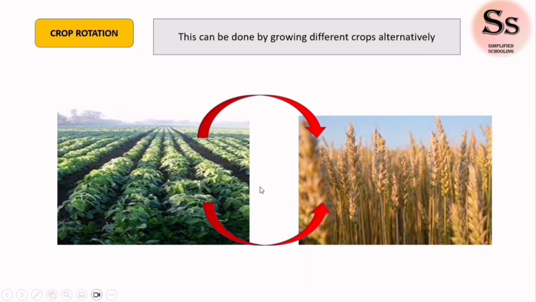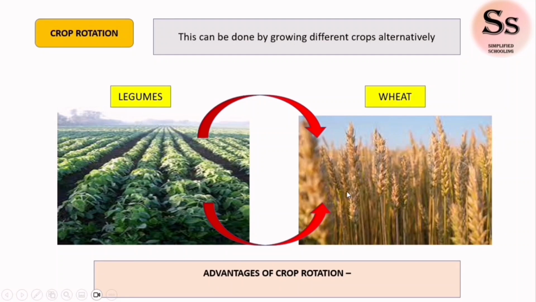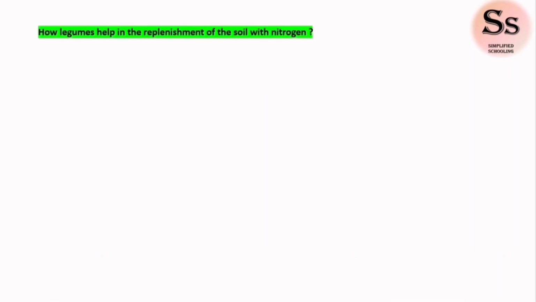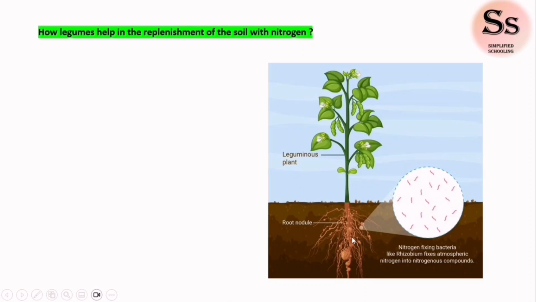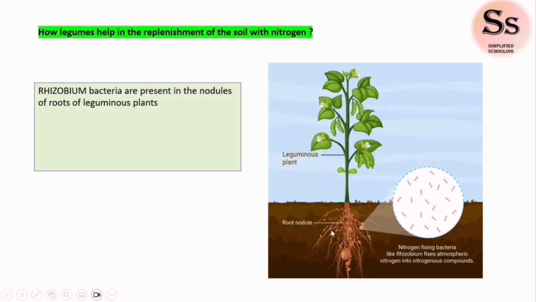Earlier, the farmers in northern India used to grow legumes as fodder, that is, food for animals, in one season and wheat in the next season. This helped in the replenishment of the soil with nitrogen. Now the farmers are being encouraged to adopt this practice. Do you know how legumes help in the replenishment of the soil with nitrogen? This is because rhizobium bacteria are present in the nodules of the roots of leguminous plants, and they fix atmospheric nitrogen.